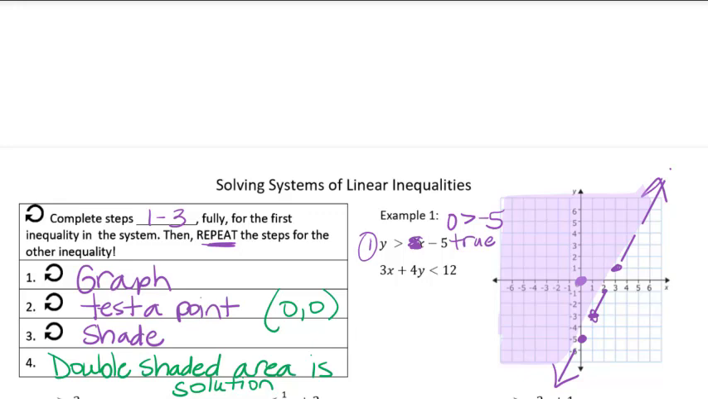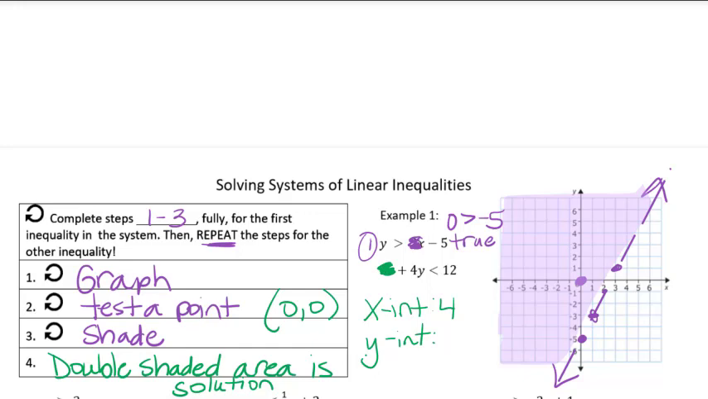Okay, let's go to our second one. We have 3x plus 4y is less than 12. So we have to get our x and our y intercepts. And to do that, we are going to divide. So we cover up the 4y, and we're going to take 12 divided by 3. And 12 divided by 3 is 4. So that's my x-intercept, 4.